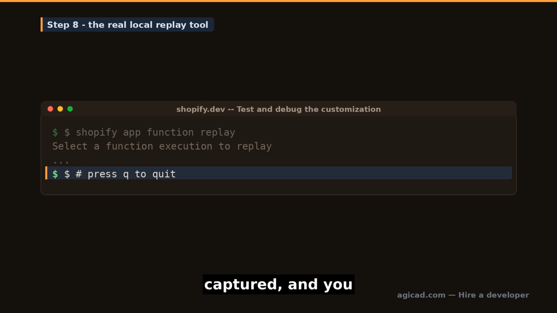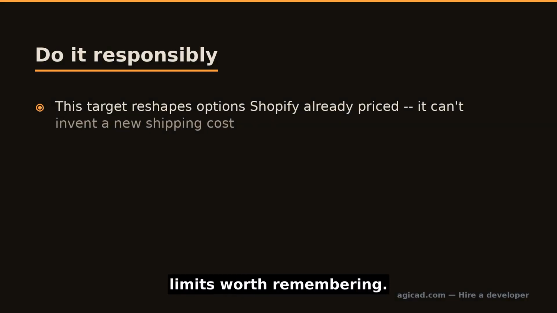A few real limits worth remembering. This function target reshapes delivery options. Shopify has already priced them, so it genuinely cannot invent a brand new shipping cost from nothing. That's the carrier service API's job, a different system entirely.